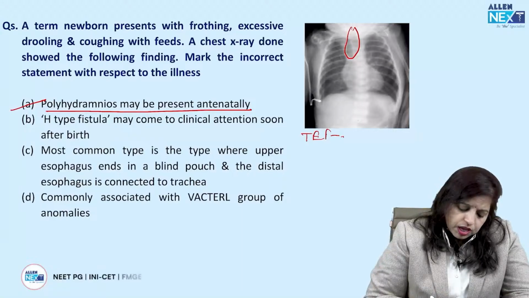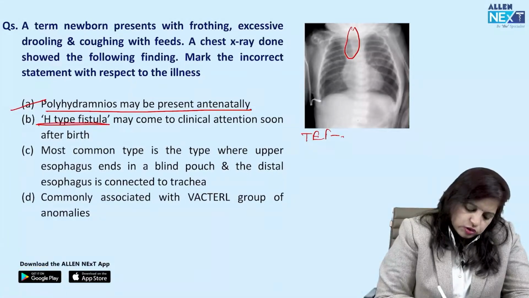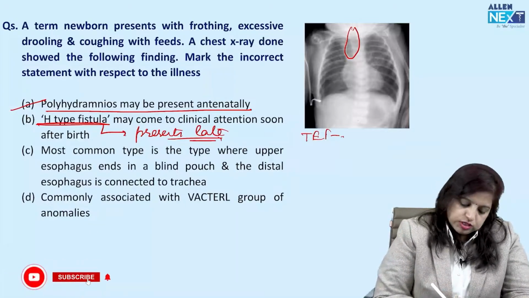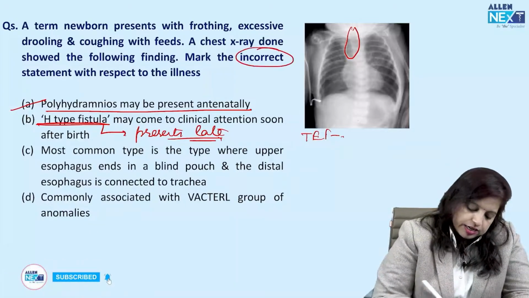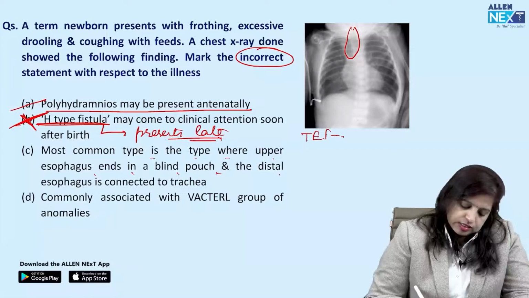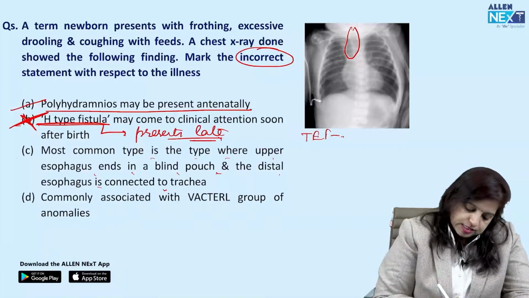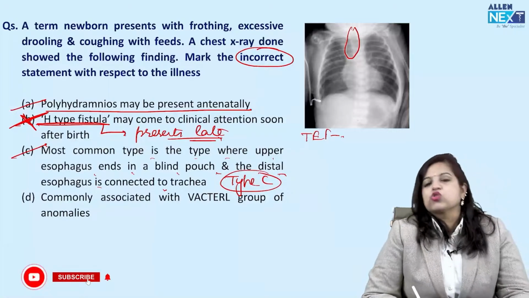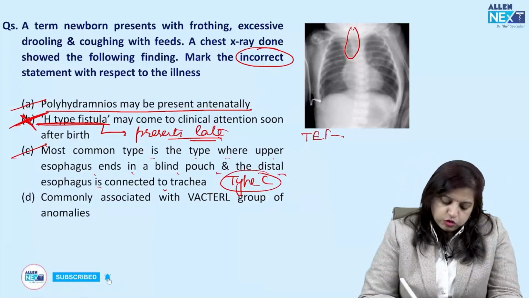Then, H-type fistula may come to clinical attention soon after birth. No, H-type fistula presents very late. It is not evident at the time of birth. So this is the incorrect statement they were saying. Then, the most common type is the type where the upper esophagus ends in a blind pouch and the distal esophagus is connected to the trachea. Yes, this is the type C variety, which is the most common type, and it is commonly associated with VACTERL group of anomalies.